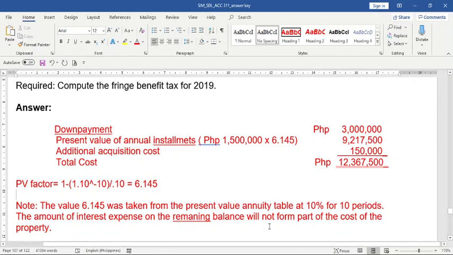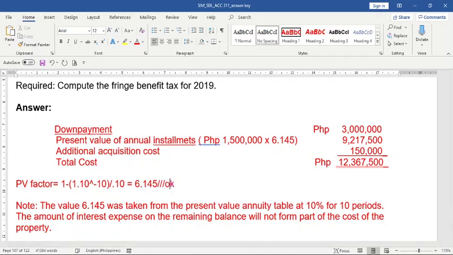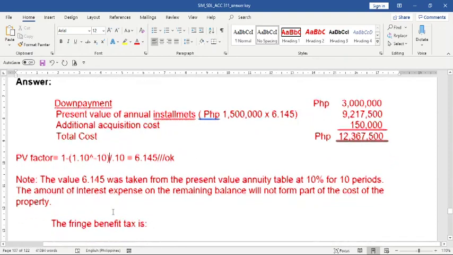Okay, so the amount of interest expense on the remaining balance will not form part of the cost of the property. Kindly check this if it is correct. If it's not correct, the other way around is the formula where I put minus 1 here. But I think this is how it goes.